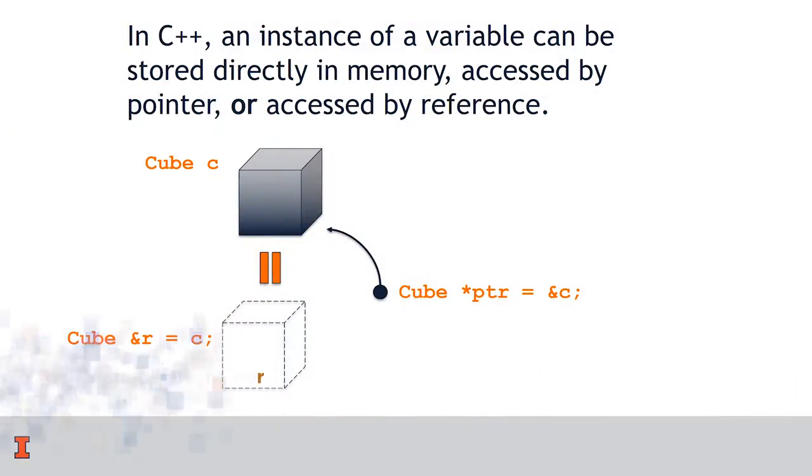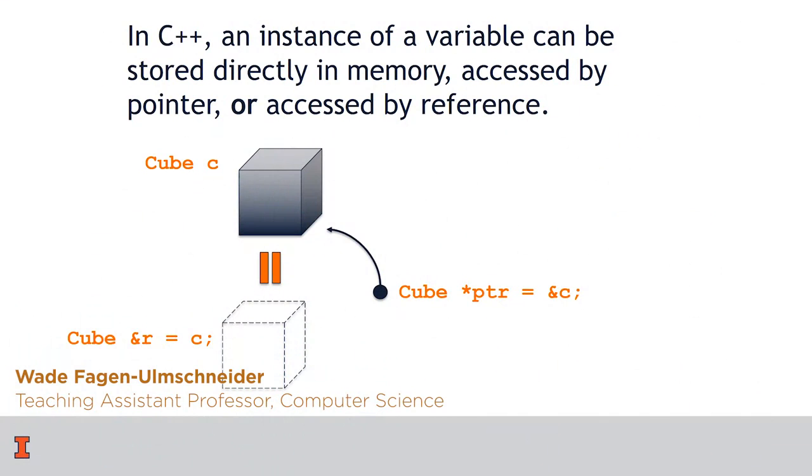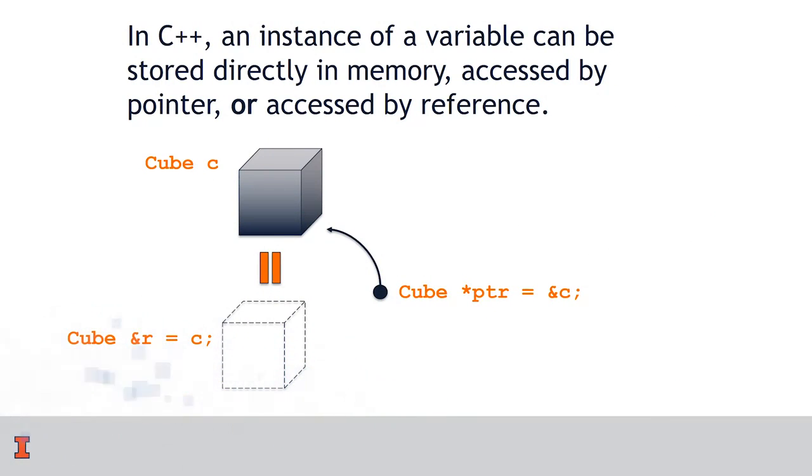Right now, you understand both how a class exists in C++, as well as how variables are created and stored. I want to take a minute and talk about the intersection of these two topics, where an instance of a variable, any variable, including objects like our cube class, can be stored three different ways. They can be stored directly in memory, accessed via a pointer, or accessed by a reference. Let's look into detail about each of these and how they interact with our class.